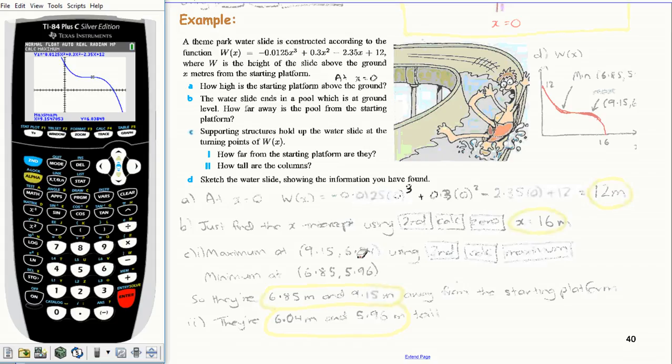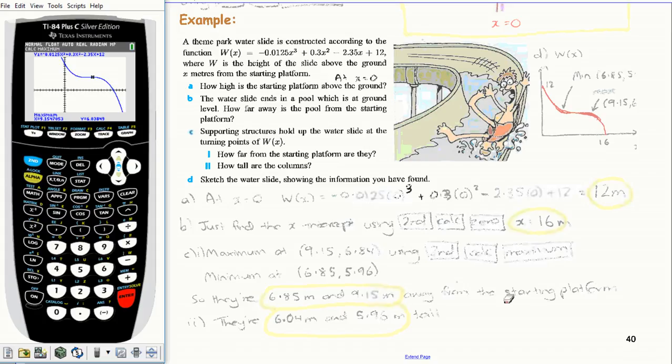And you can pop it on here, bracket 9.15, comma 6.04, close bracket. It said using second calc maximum, and this would be using second calc minimum. So this beam is going to be 6.85 meters from the starting point, and this beam will be 9.15 meters from the starting platform.